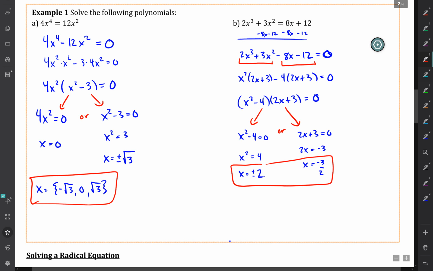So you could write the solution like that, or your online homework might want you to write it like this. So you'd have negative 2, negative 3/2, and positive 2 as your solution set.